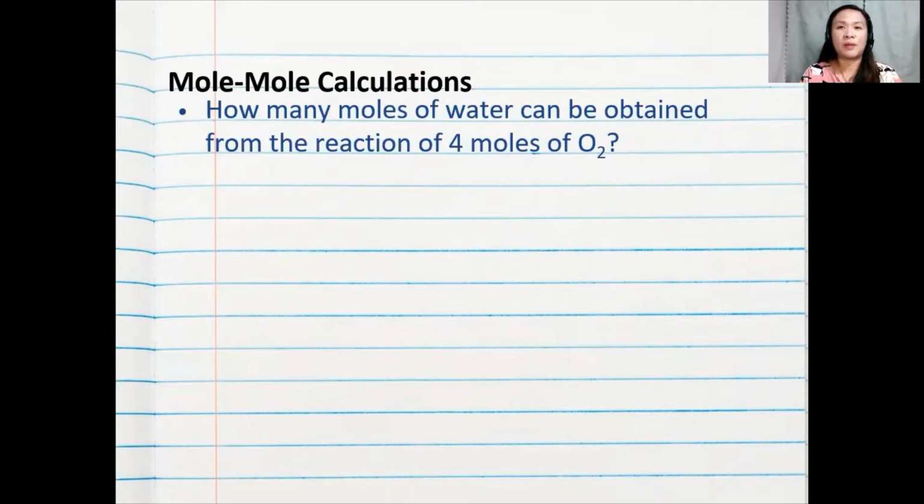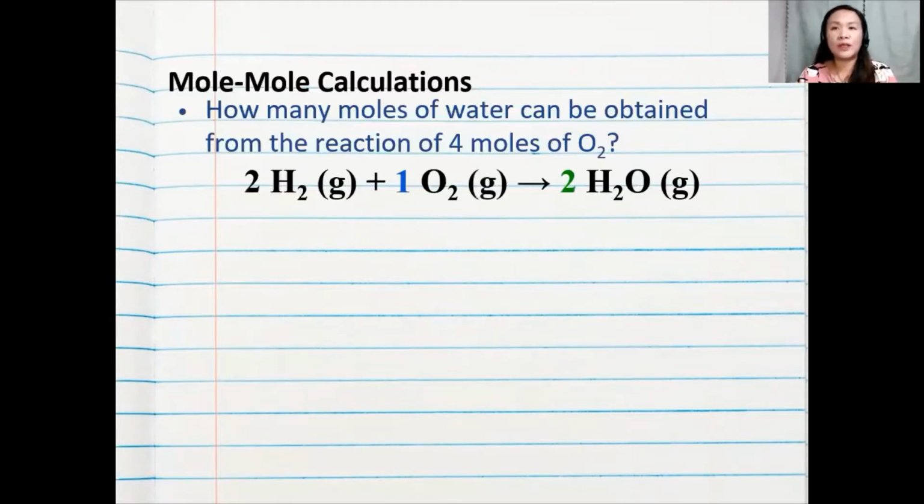Here is the first problem. How many moles of water can be obtained from the reaction of 4 moles of oxygen? Now, in order for us to solve this problem, we first need to write the chemical equation and balance it. And we know that in order to make water, we need hydrogen and oxygen. And so we take 2 hydrogen molecules, add 1 molecule of oxygen, and we form 2 molecules of water.